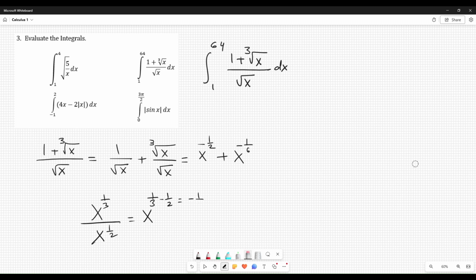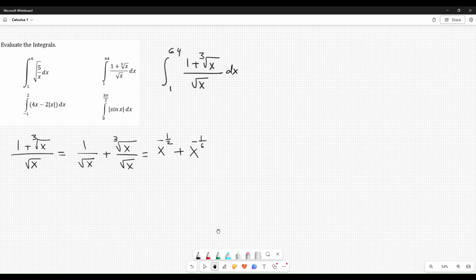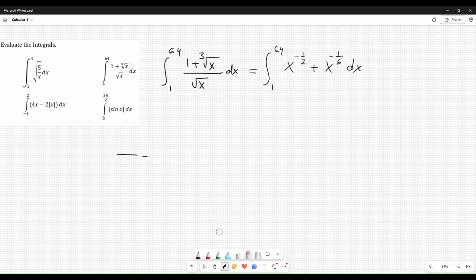Let me erase that. Okay, so basically my integral is easier. Let me see. Integral from 1 to 64 of x to the negative 1/2 plus x to the negative 1 over 6 dx. Okay, ready. Antiderivative now, using the power rule, plus 1.